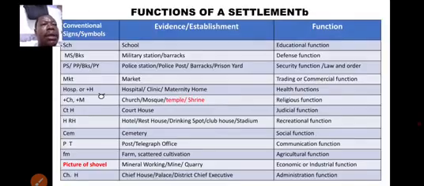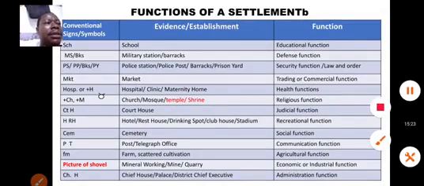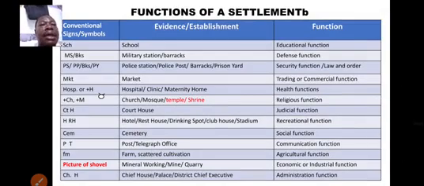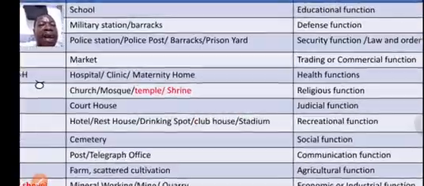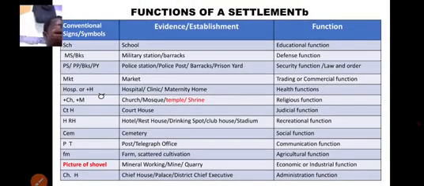Then barracks also have the things that they represent. PS or PP, BKS: the police station, police post, security functions, and other ones. So please, my learners, you shouldn't forget all these land uses or functions of a settlement. You have to keep them in mind and know them. When you see a picture of a shovel and pickaxes, they represent a mining working area or mineral quarry, and they show economic or industrial function.